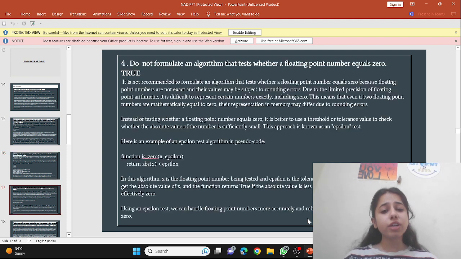Fourth question is, do not formulate an algorithm that tests whether a floating number equals 0. This is also true. It is not recommended to formulate an algorithm that tests whether a floating number equals 0 because floating points are not exact. Their values may be subject to rounding errors. Due to the limited precision of floating point arithmetic, it is difficult to represent certain numbers exactly, including 0. This means that even if two floating point numbers are mathematically equal to 0, their representation in memory may differ due to rounding errors. I have also explained this with an example where the function is 0 and returns this value.